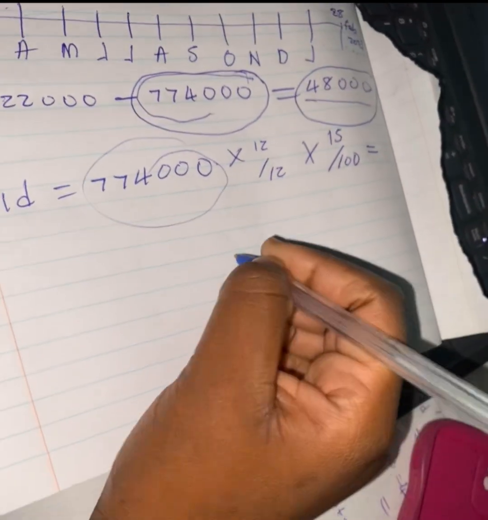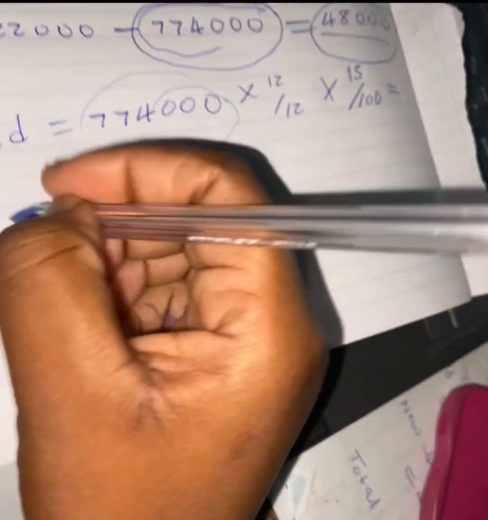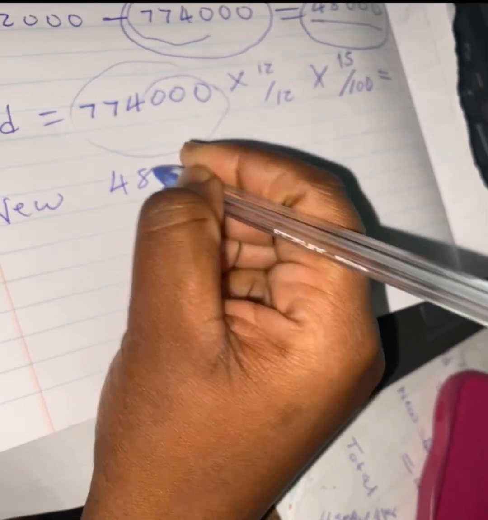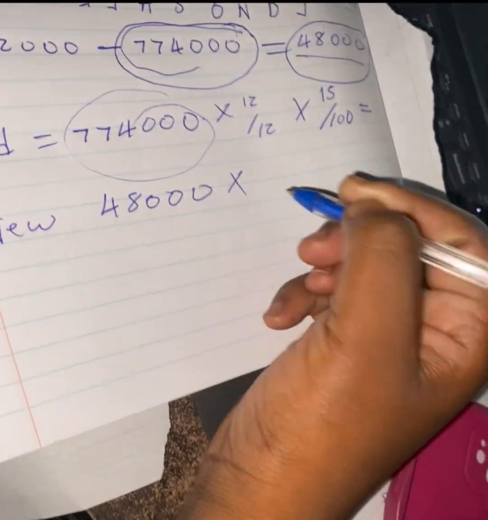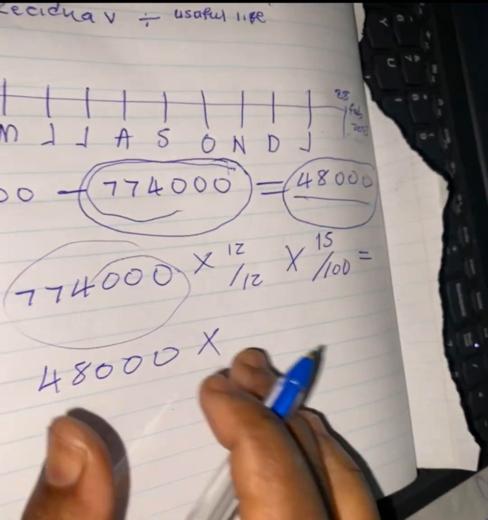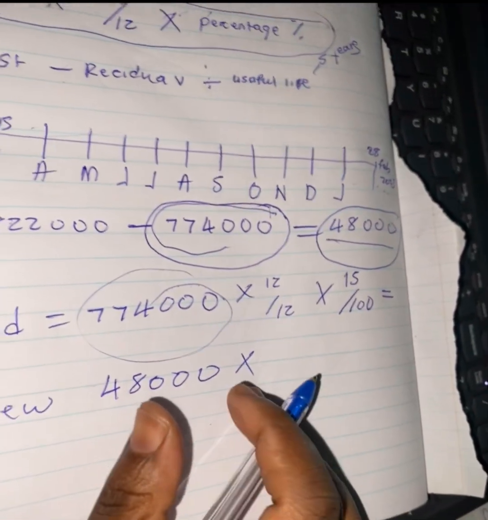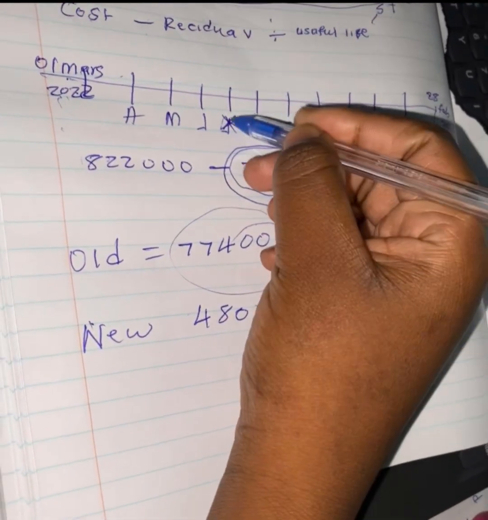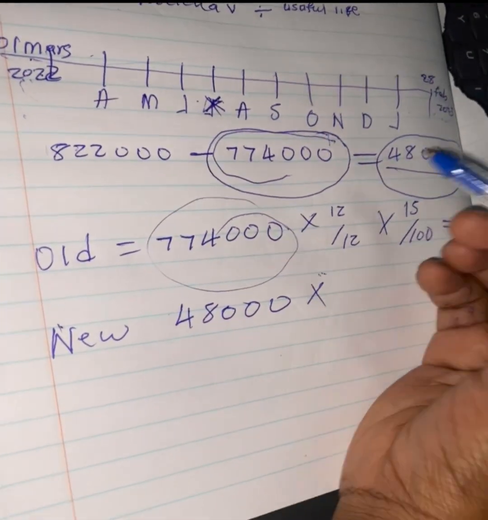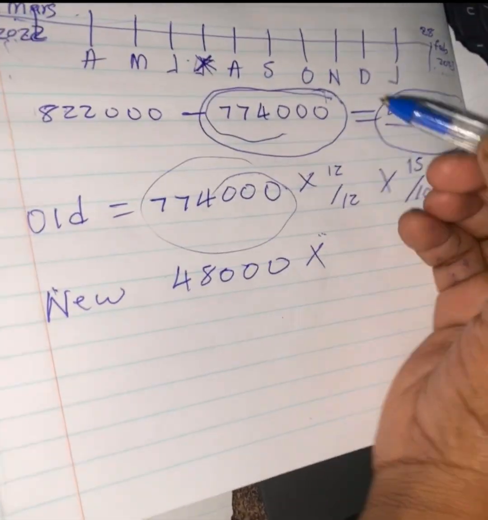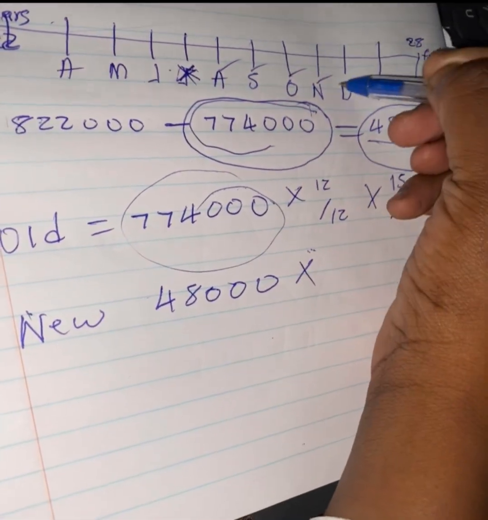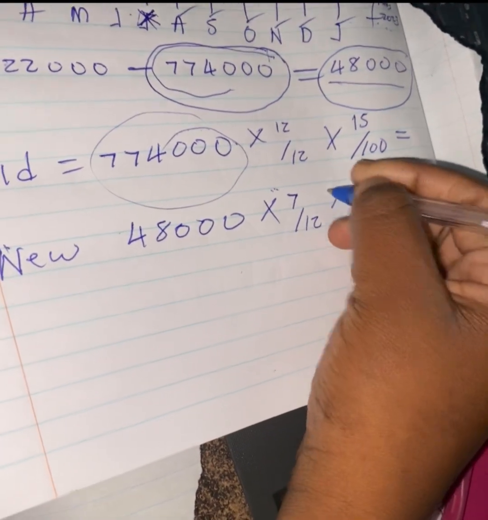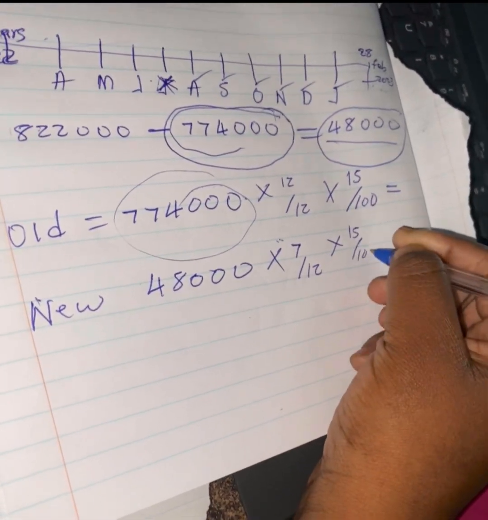Then let's calculate the depreciation for the new one, which costs the value of 48,000. You multiply by the number of months that we had the equipment in the business. Remember, this equipment was bought at the end of July, which means July is out. How many months do we have the equipment in the business? August 1, 2, 3, 4, 5, 6, 7, which means we're going to multiply by 7, divide by 12, then multiply by 15 over 100, which is 15%.